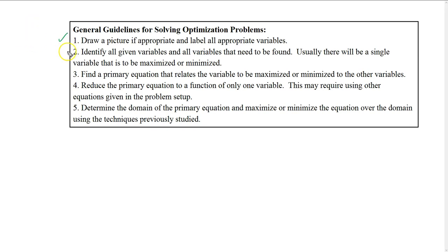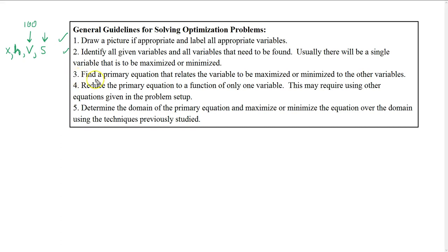The second thing you want to do is identify all given variables and all variables that need to be found. Usually there will be a single variable that has to be maximized or minimized. So in our box problem, we had the x and the h, we identified those, and then we identified the volume of the box and the surface area of the box. And the volume of the box was a fixed constant, 100, and the surface area was the variable that we wanted to minimize.